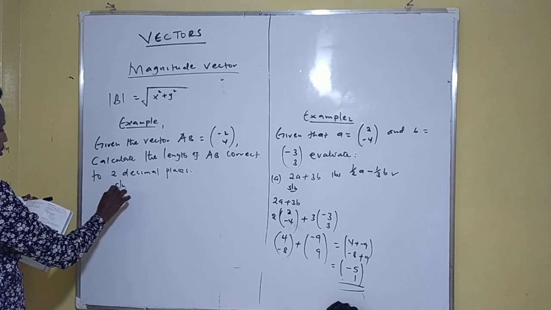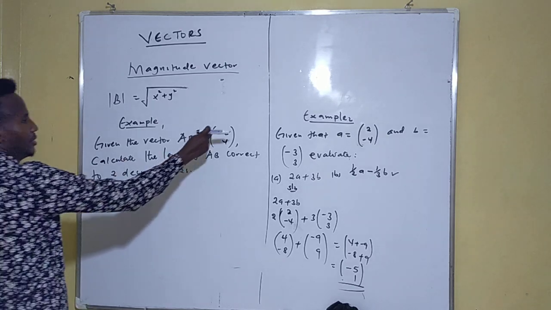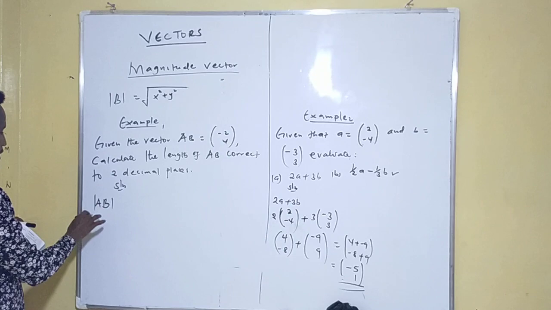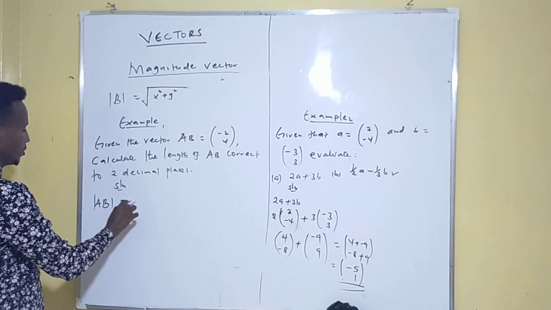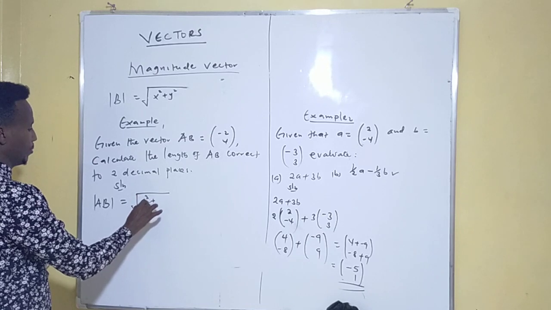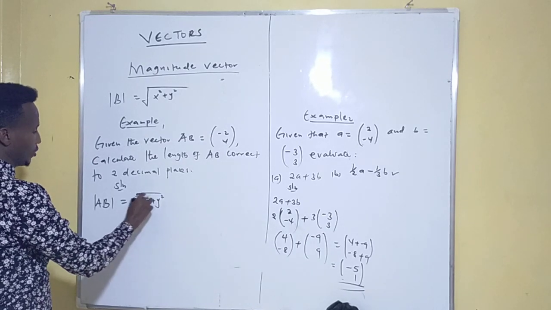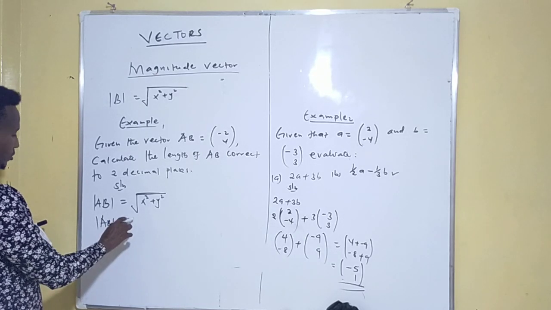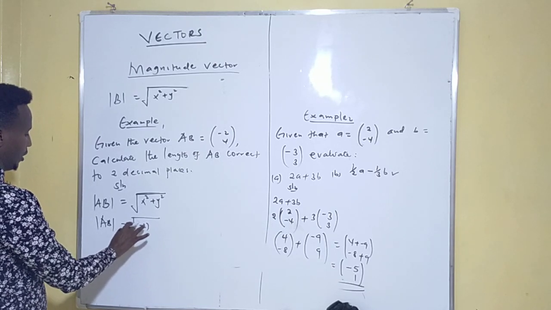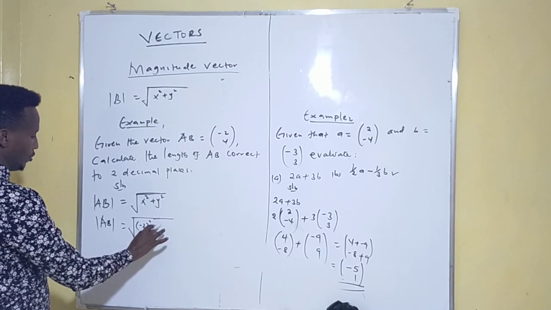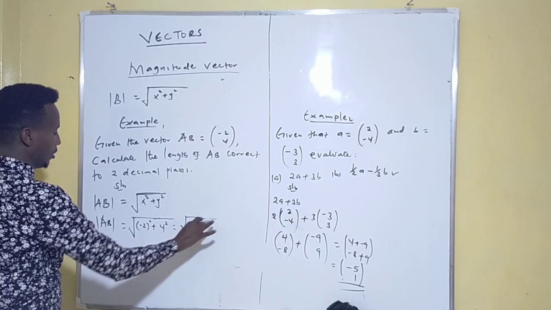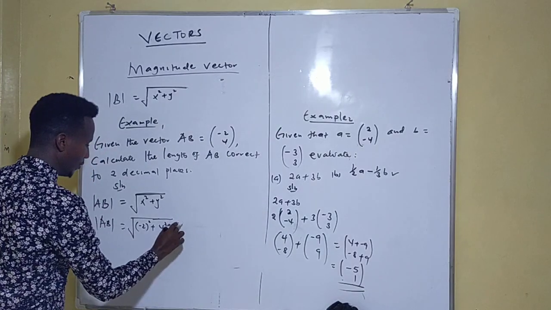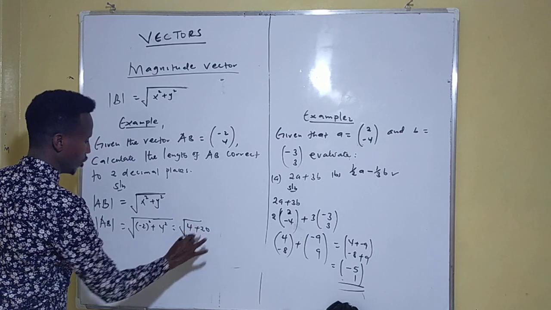Remember, we want to get what? Solution. Remember, this represents the x coordinate and this the y coordinate, okay? So we want to get the magnitude of AB. So we are going to say the root of x squared plus y squared. In this situation, the magnitude of AB is equal to the root of -2 squared plus 4 squared, okay? This will give us the root of 4 plus 16, that is 20.